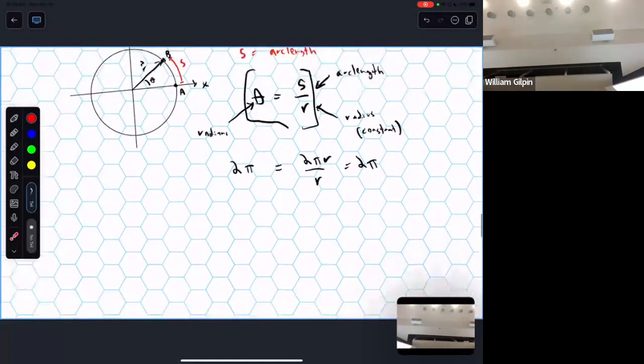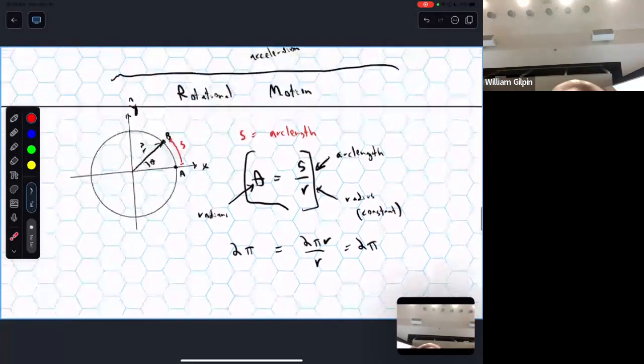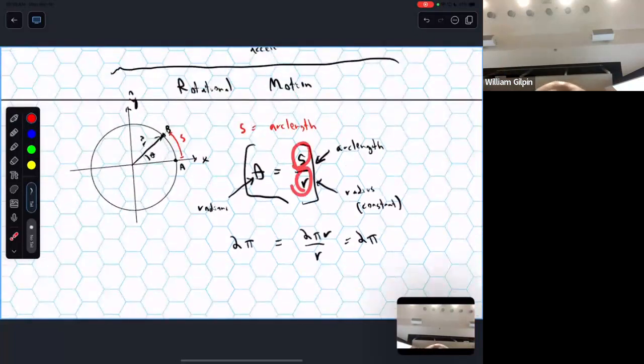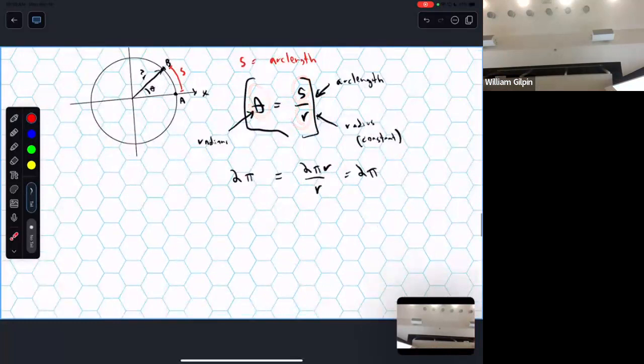So if we want to think about this, this equation as I've written it here is purely in terms of non-vectors. It's the magnitude of the arc length, the magnitude of the radius, the magnitude of the angle. But it turns out that we can think of theta and s as vectors. And this is going to be purely a convention. This isn't something that I think is super intuitive, but it is useful for keeping track of your vectors on some of these rotation problems.